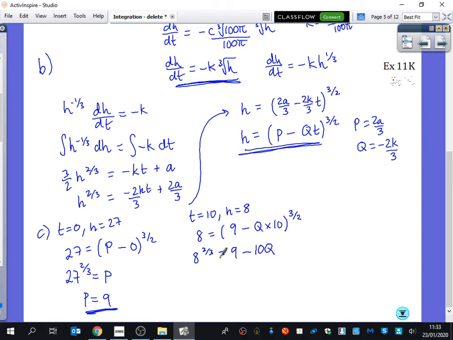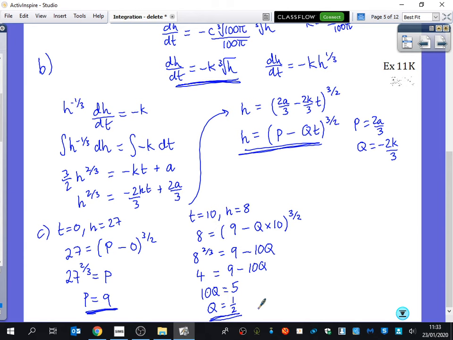8 to the power of 2 over 3? 4. Because the cube root of 8 is 2, and you square that and you get 4. So you get 9 minus 10 q. So 10 q is equal to 5, just 5, thinking about how that all moves. So Q is equal to 1/2.